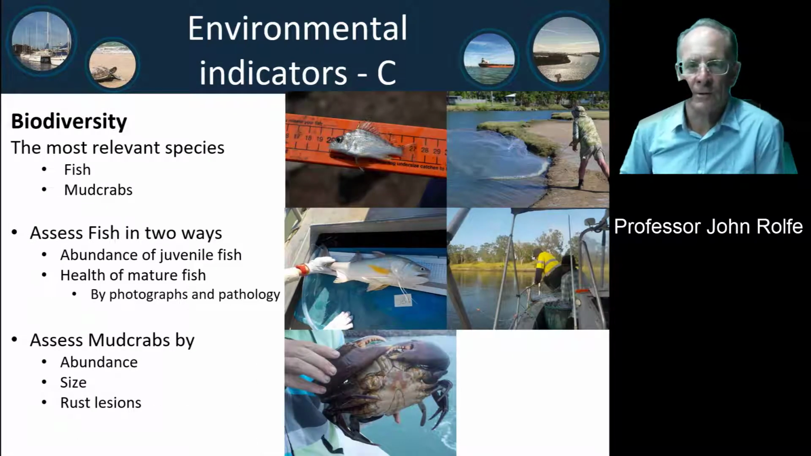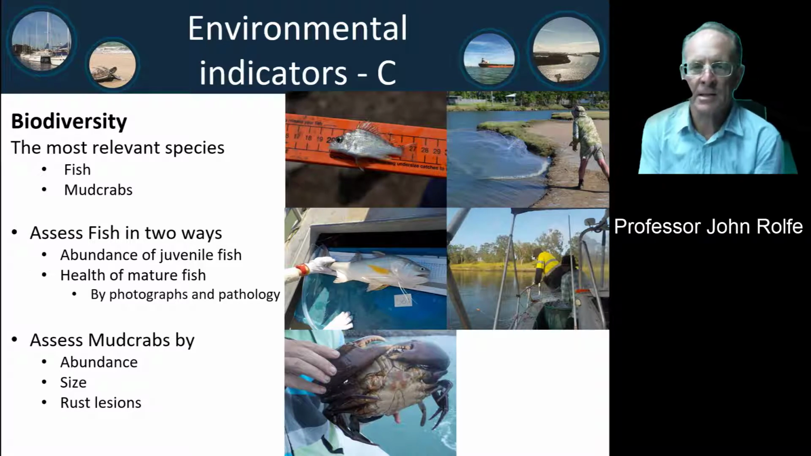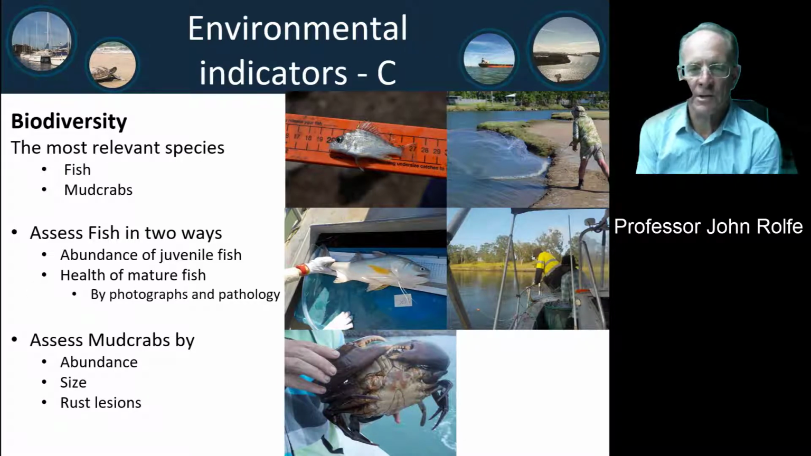In the third lot of environmental indicators, there are measures of biodiversity, and in this case, the measures cover fish and mud crabs. Fish are assessed by looking at the abundance of juvenile fish, so how many young fish are coming in each year to the system, and the health of mature fish. And the health is assessed by photographs or visual assessments and by pathology, so looking at the internal organs.